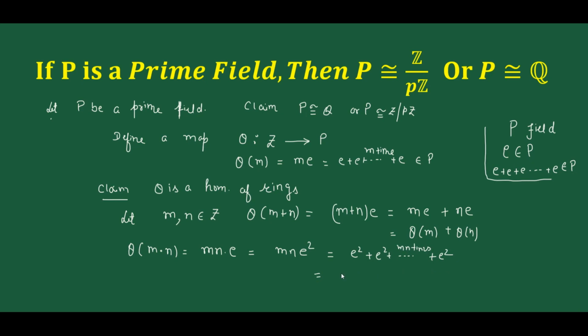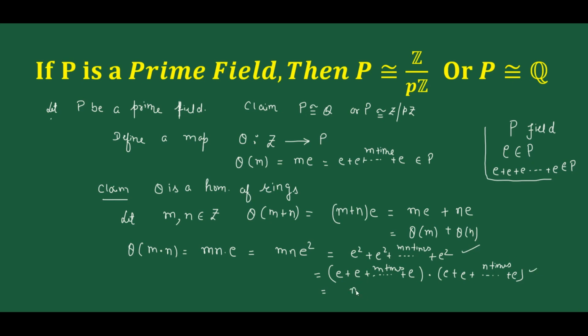So you can write this as e square plus e square plus e square, mn times. Now here there will be a trick: you can write this as (e plus e plus e) times (e plus e plus e). Here the first factor is m times and the second is n times. If we open the brackets, every time you get e square, and the number of these e squares is mn. So there is no harm to write this expression as this.